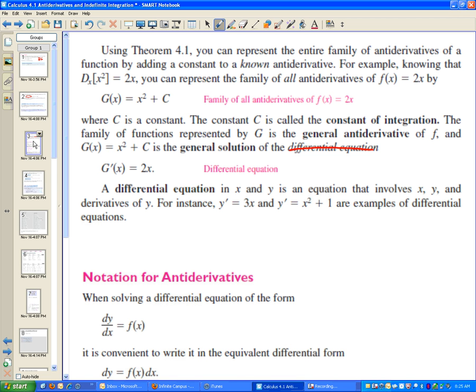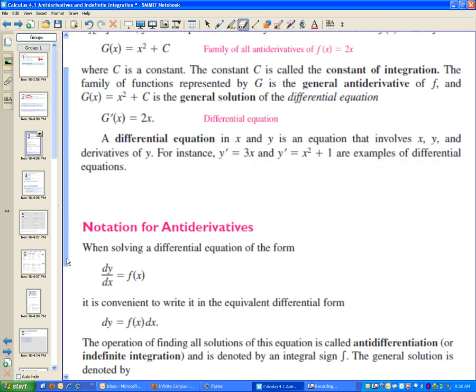All right. A differential equation. That's why it's called a differential equation. Derivatives in it. A differential equation in x and y is an equation that involves x, y, and derivatives of y. So, for instance, y prime equals 3x is a differential equation. Why? It's got a derivative in it. y prime equals x squared plus 1 is a differential equation. Why? It's got a derivative in it. And the way you solve differential equations is by finding an antiderivative.